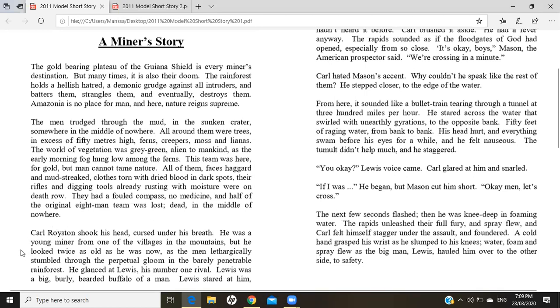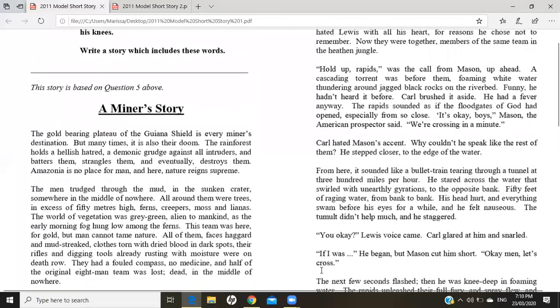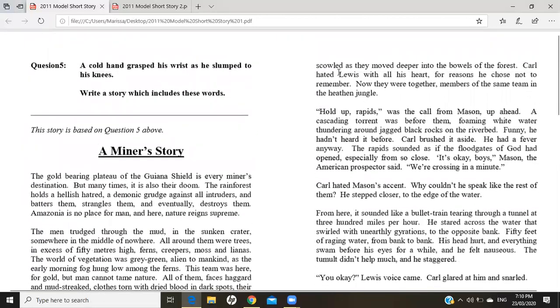Carl Royston, so he's given the character a name. Carl Royston shook his head, cursed under his breath. He was a young miner from one of the villages in the mountains, but he looked twice as old as he was now. As the men listlessly stumbled through the perpetual gloom in the barely penetrable rainforest, he glanced at Lewis, his number one rival. Lewis was a big, burly, bearded buffalo of a man. Lewis stared at him, scowled as they moved deeper into the bowels of the forest. Carl hated Lewis with all his heart, for reasons he chose not to remember. Now they were together, members of the same team in the heathen jungle.